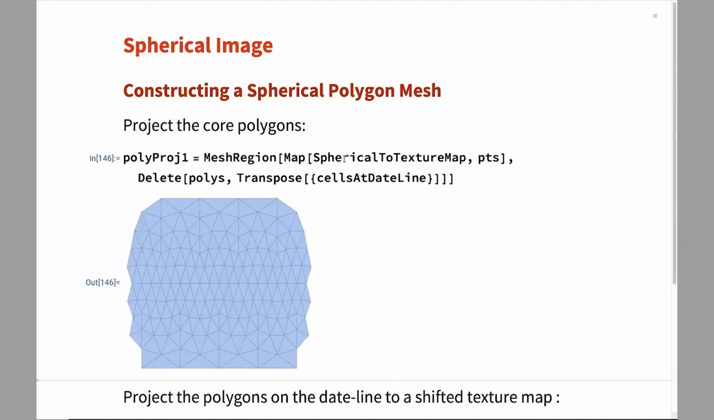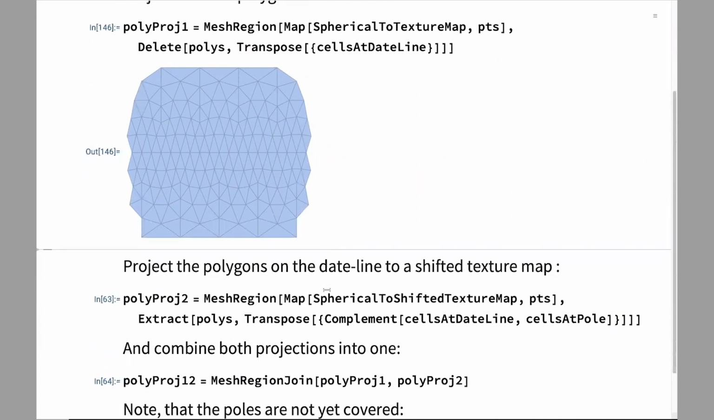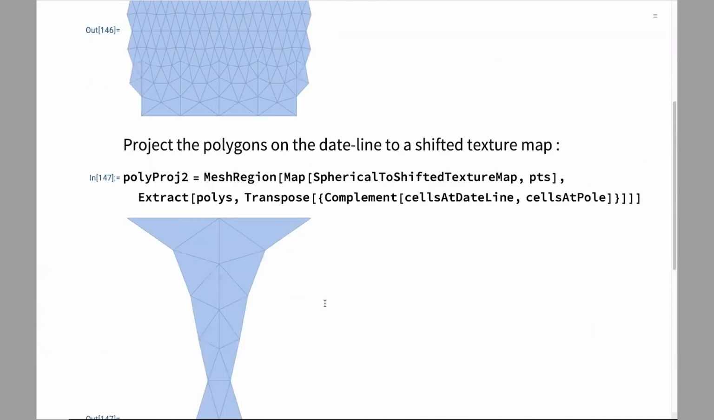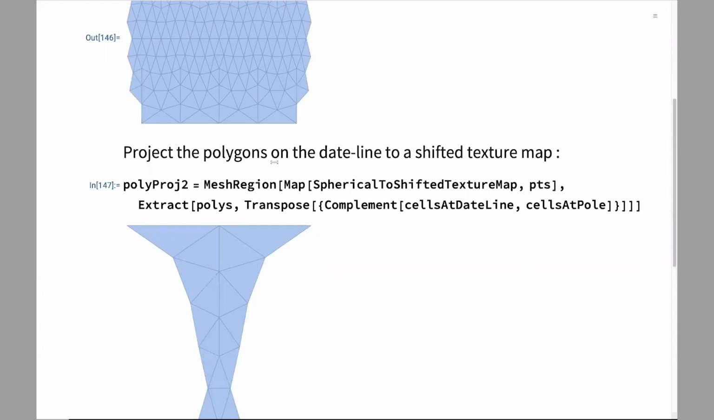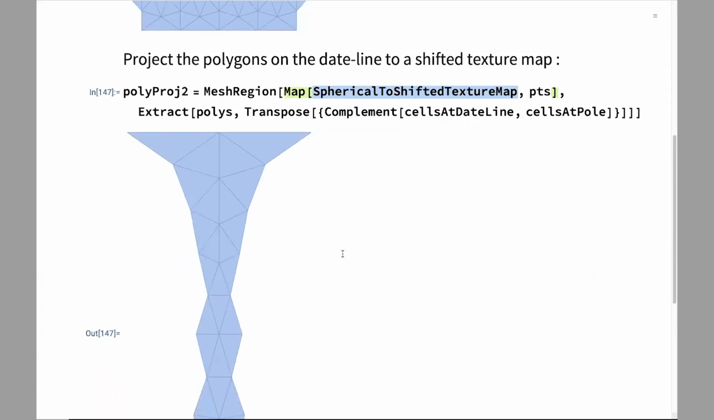Okay, let's do this here. And this is the mapping as I would have expected, except though I now don't have the polygons across the date line. So for those, I have to take some care as well. I basically take all the polygons that I did not project yet and project them, but project them in a shifted coordinate system so that the date line is on the opposite side of the sphere. And then I get a nice mapping as well.